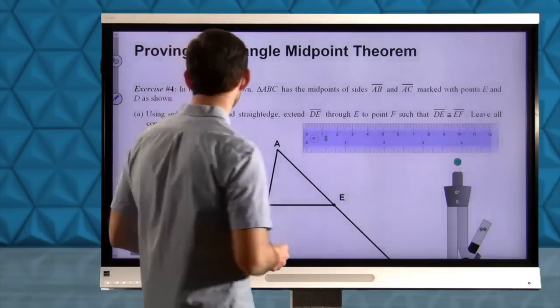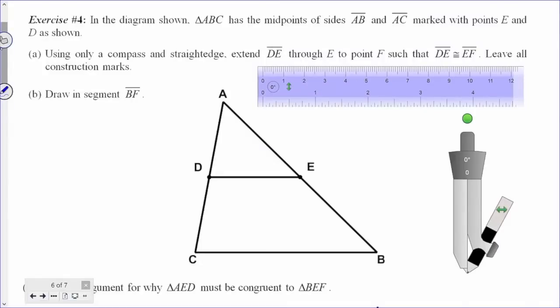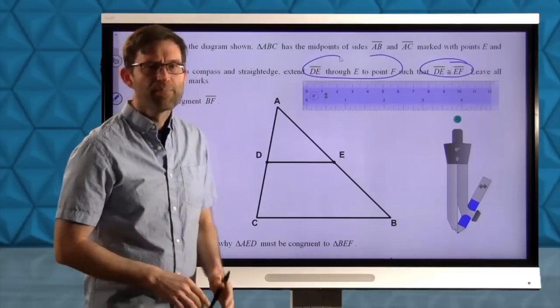Let's take a look. Exercise number 4. In the diagram shown, triangle ABC has the midpoints of sides AB and AC marked with points E and D as shown. Using only a compass and a straight edge, extend DE through E to point F such that DE is congruent to EF, leave all construction marks. So let's talk about this.